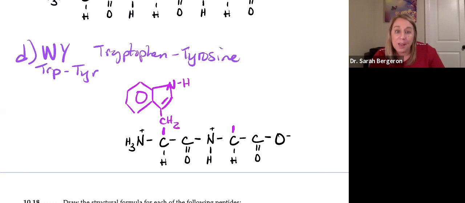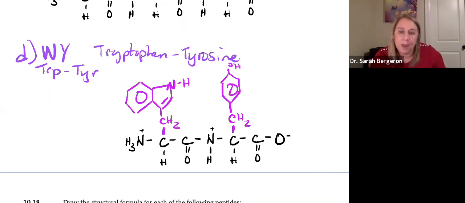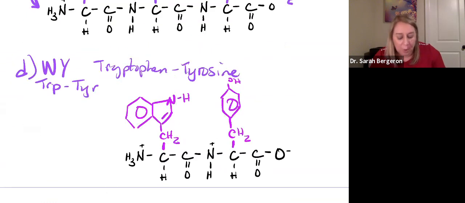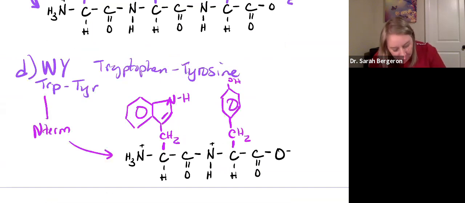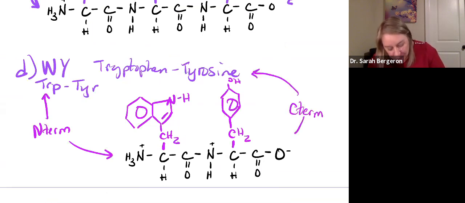And then tyrosine. Tyrosine is a CH2 and then goes straight into a benzene ring. And then at the top of that benzene ring, we have an OH. Okay, so that is tyrosine. Okay, and then N-terminus is your tryptophan, and then your C-terminus is your tyrosine.